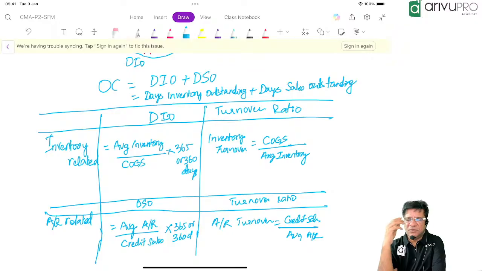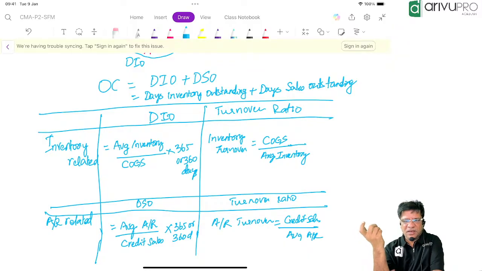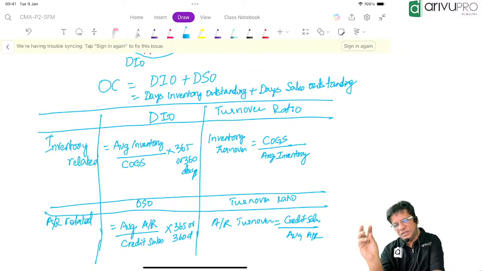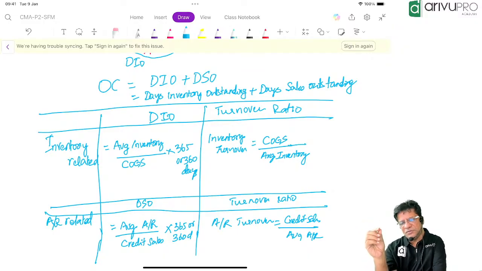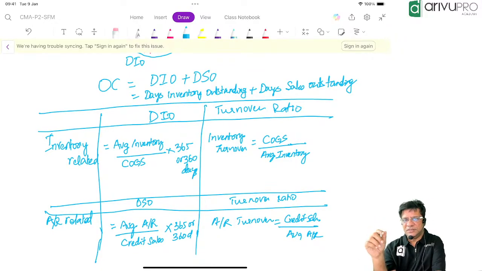Average inventory, if you start remembering, average inventory divided by cost of goods sold into 365 or 360 days, correct. Yeah, this is common sense. I don't advise you to memorize much. Out of 35 ratios, you will be memorizing only around 3 to 4 ratios. You should not remember; these are all logical relationships. And now, with the numbers, you will understand.